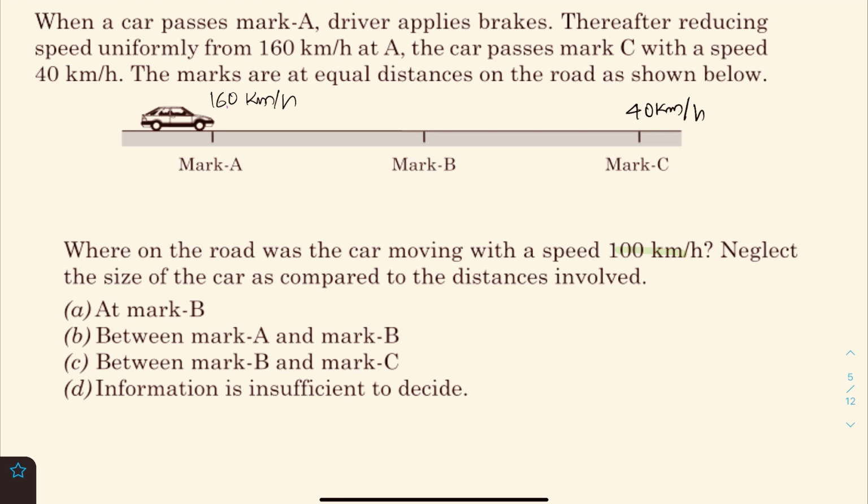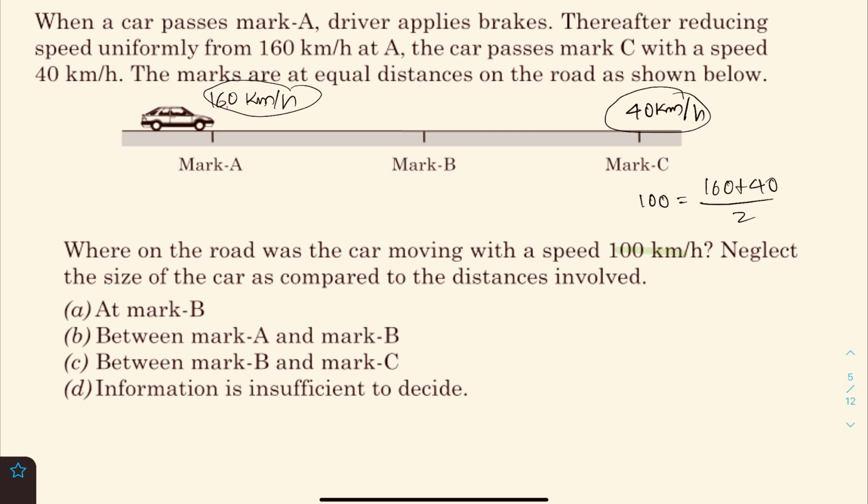So in this, let's see, can we solve it without any calculation? 160 is the speed here and 40 is the speed here. So 100 is the average speed, right? 160 plus 40 by 2 gives you 100. Now, do you think that 100 will be the speed here at the midpoint? If you think like that, you are mistaken.